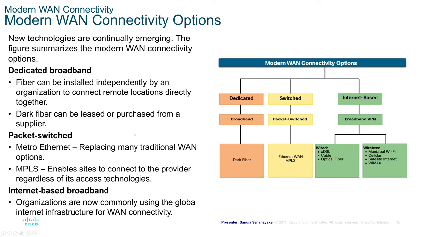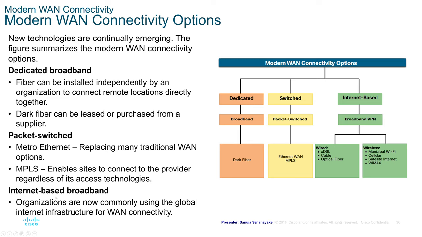And the packet switched option, which includes metro Ethernet, is replacing many traditional WAN options. And the MPLS. MPLS enables sites to connect to the provider regardless of its access technology. So MPLS allows us to use any technology here to connect to the provider's network. The other one is internet-based broadband.